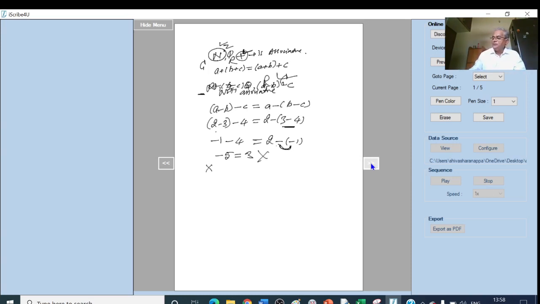But similarly multiplication is associative, because here we can write A into (BC) equal to (AB) into C. But division is not associative, because A divided by (B by C) is not equal to (A by B) by C. So therefore division is not associative. So this is known as the associative law.